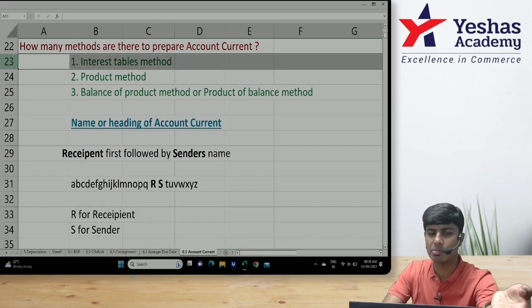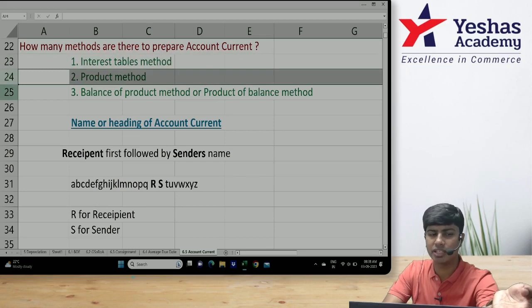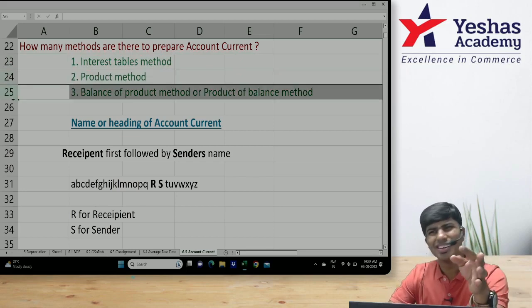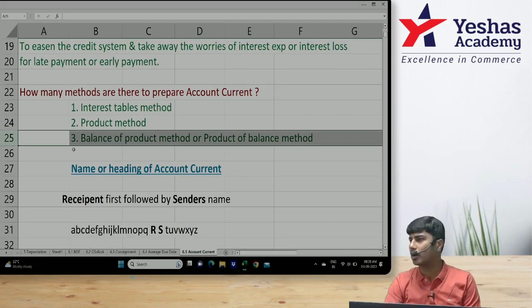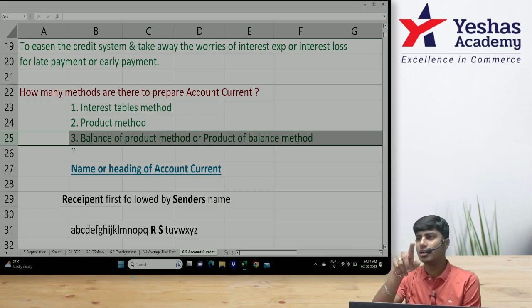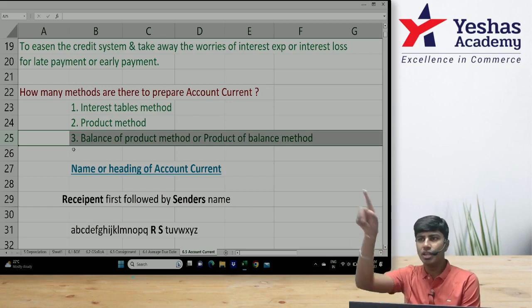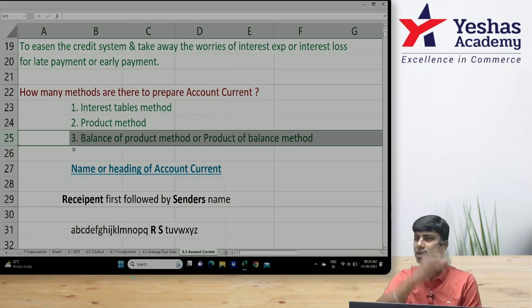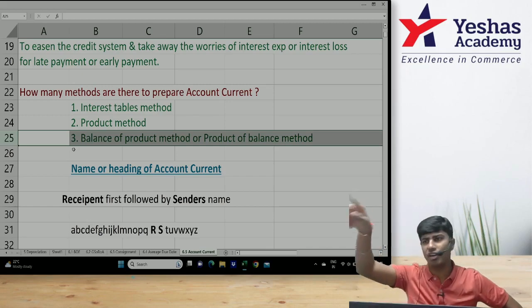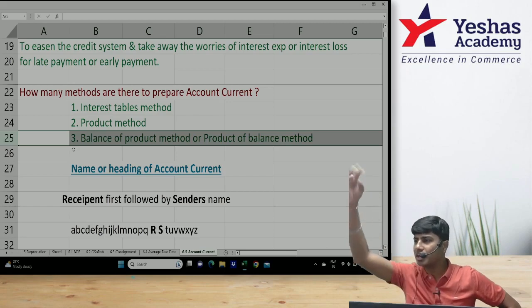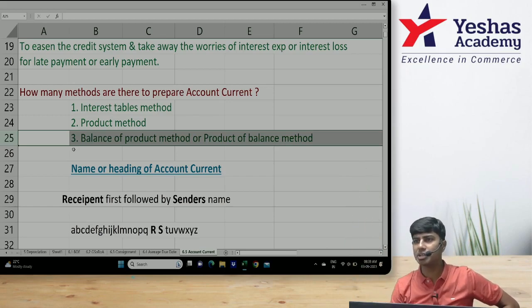One is the interest table method. Second one is the product method. Third one is the balance of product. Interest table method is, let's say on 1 lakh rupees, you need to compute interest for 30 days. You will do 1 lakh into 30 by 365 into 10 by 100. One more transaction is at 50,000: 50,000 into 20 by 365 into 10%. We need to do it like this. Identify individual interest. That is the interest table.